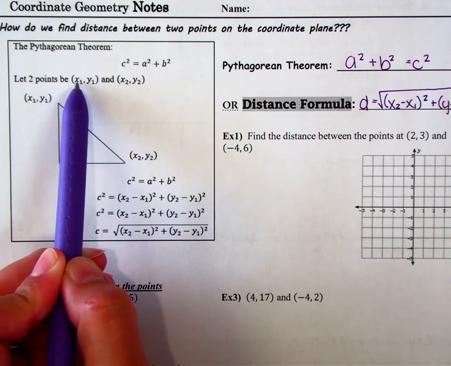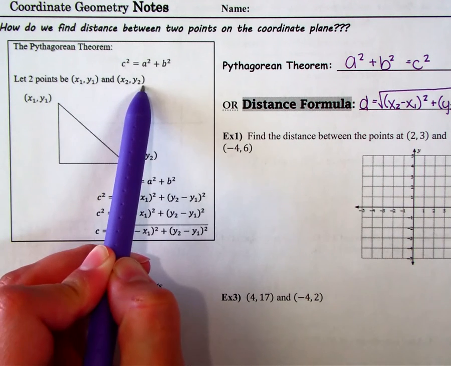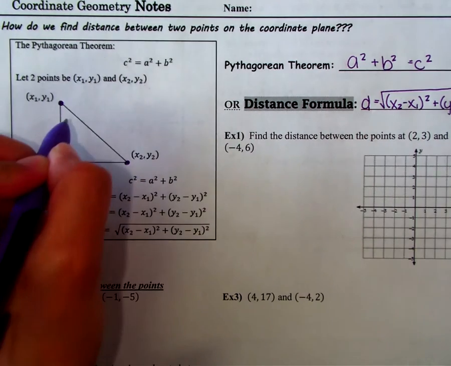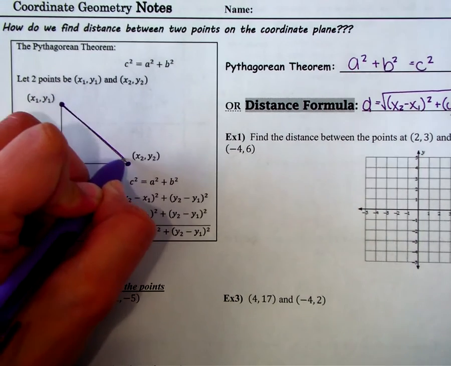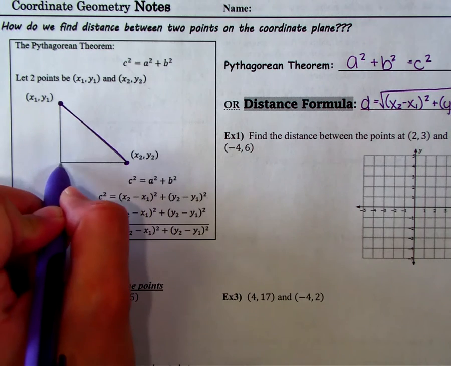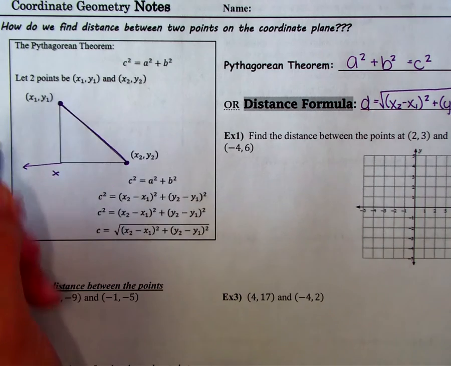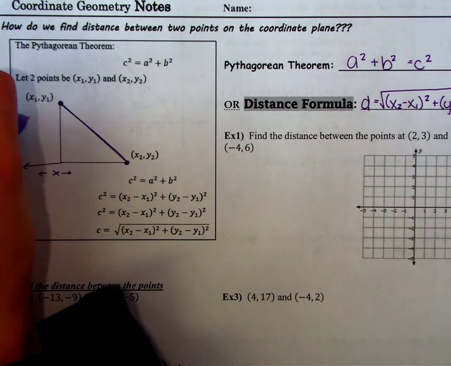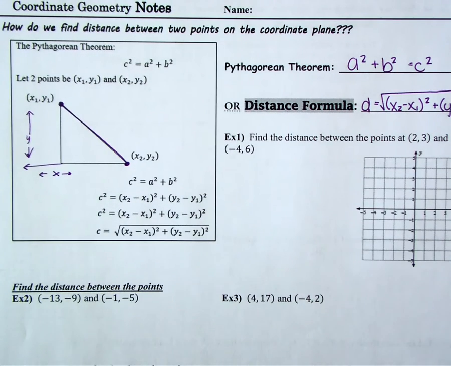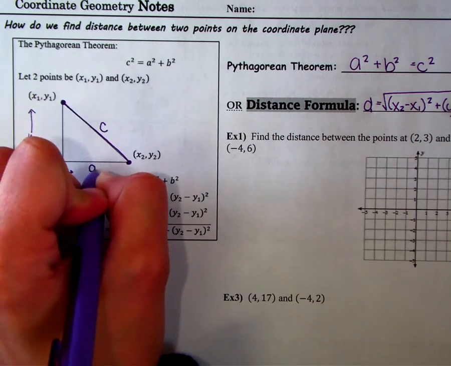that 2 points are going to be x1, y1, and x2, y2. If we put those points on a plane, we've got two of them and they're connected. We are basically forming the hypotenuse of a triangle. Remember, on a coordinate plane, your x value is horizontal and your y value is vertical. So this is my C, this can be my A, and this can be my B.